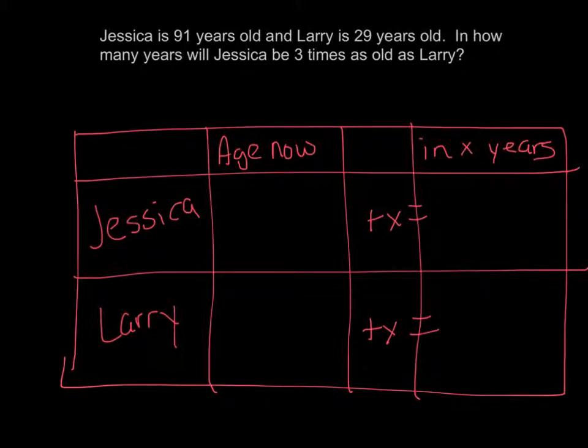Jessica is 91 years old, and Larry is 29 years old. In how many years will Jessica be 3 times as old as Larry? So right now, we know Jessica is 91, and right now, we know Larry is 29. Since it says in how many years, we'll put in x years. So we'll add x, because that's our unknown.